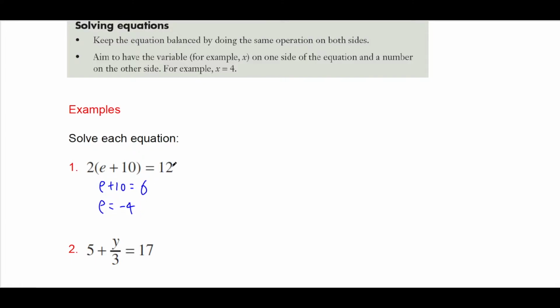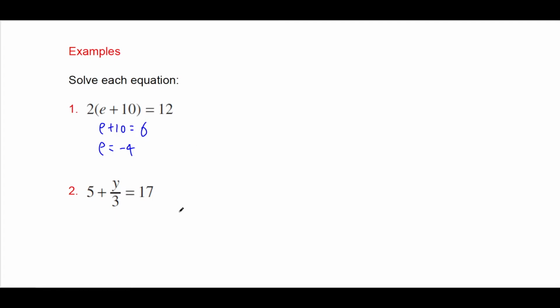So this one's pretty easy. For this one, you can do something similar. You want to make y by itself, so you've got to move the other things out of the way. What I can do is take away 5 from both sides of the equation.